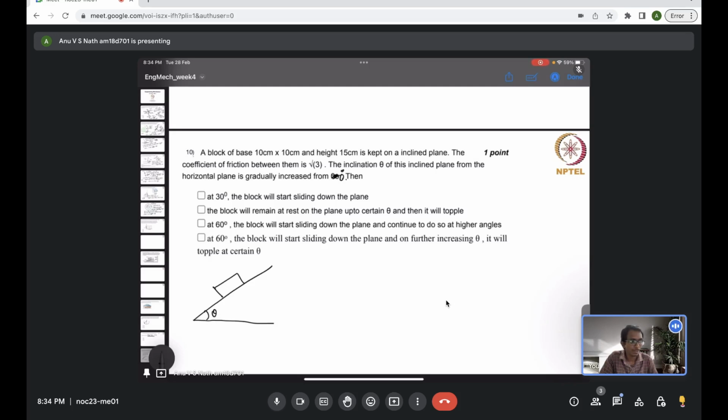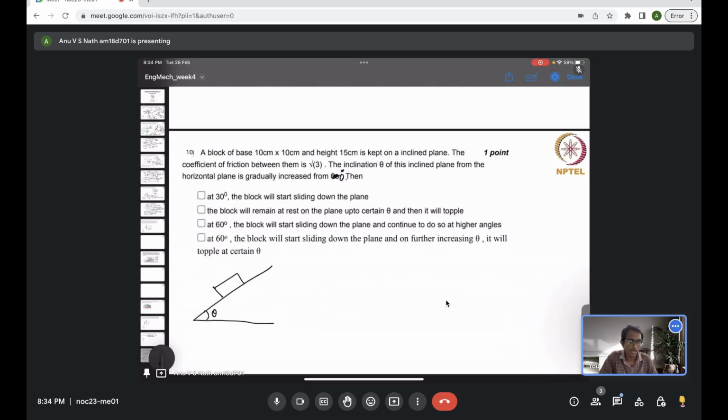So I want this to be an interactive session and nobody is responding. It's actually an easy question, right? So you can just tell what is going to happen. So basically we expect that it will start sliding after a critical value.